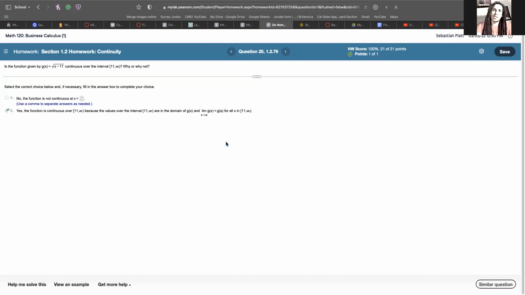Is the function given by g of x equal to the square root of x minus 11 continuous over the interval 11 to infinity, y or y not? The answer is yes. Any number that is 11 or greater is going to give a positive square root, which is not going to be undefined. That's why it is continuous. Any number smaller than 11 makes this not continuous, because negative radicals cannot be evaluated as real numbers.